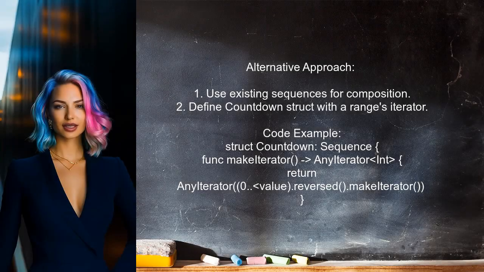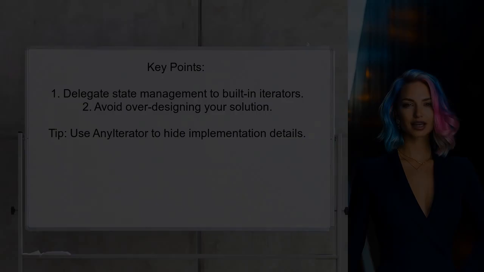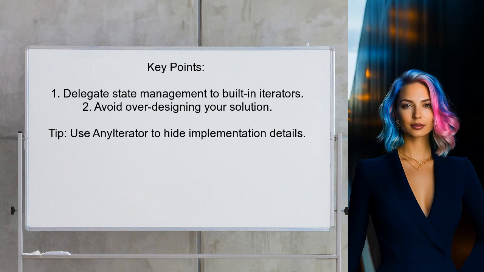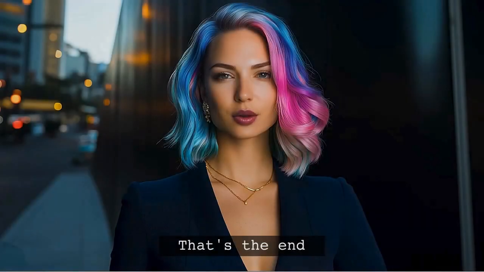An alternative approach to creating a generator in Swift is suggested by a user named Walter. He emphasizes that instead of building your own iterator, you should use existing sequences for better composition. In his example, he defines a countdown struct that utilizes a range's iterator, allowing you to avoid maintaining state directly. Walter points out that while state management is necessary, you can delegate it to a more primitive type. Swift provides many built-in iterators that can be used to create most sequences without overcomplicating your design. That's the end of that answer.